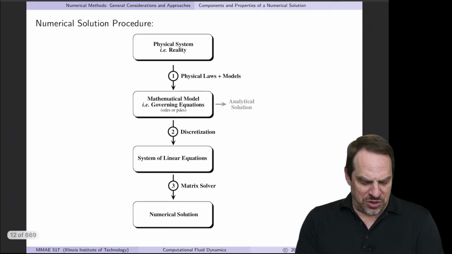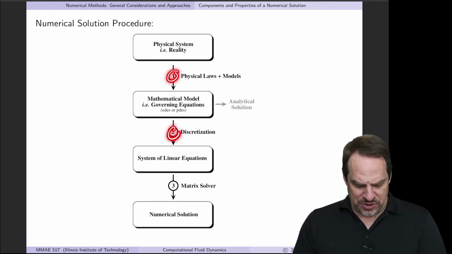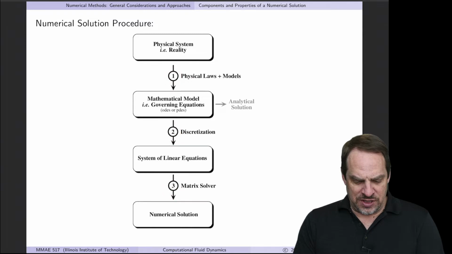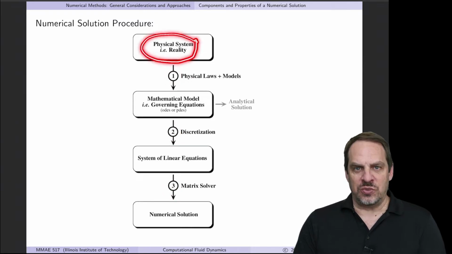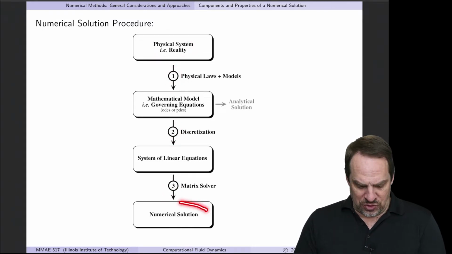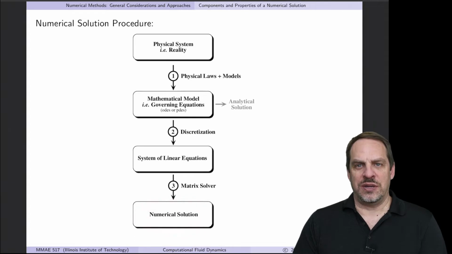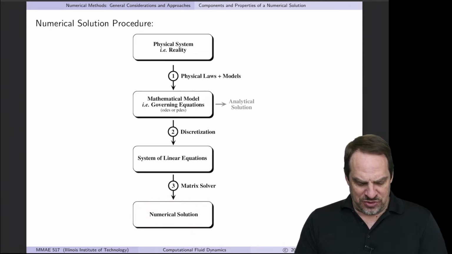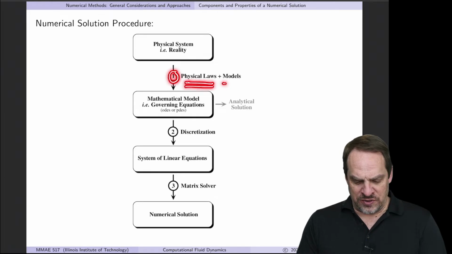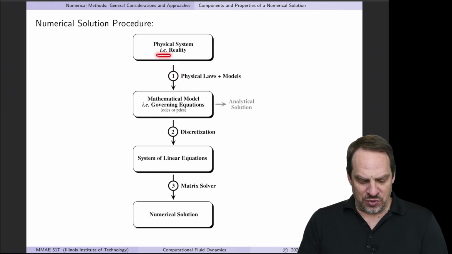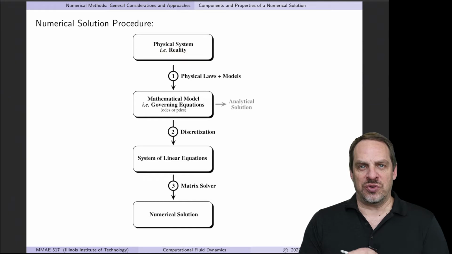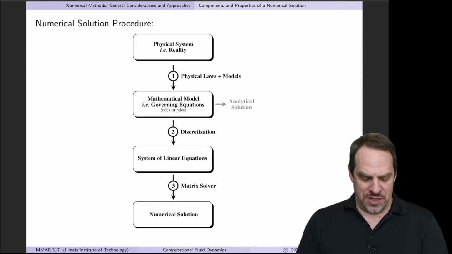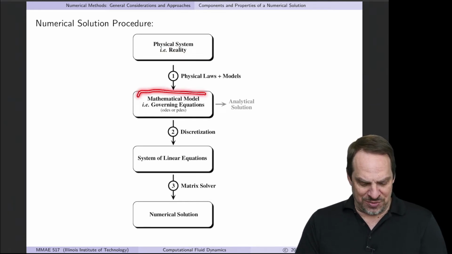So first of all, the numerical solution procedure. There are 3 steps in the procedure, and they take us from the physical system, which is reality, to the numerical solution that we get in the end. And the 3 steps are as follows. The first step is to apply the appropriate physical laws and models that take the real system, the reality that we're trying to model, to represent, and turn that into a mathematical formulation.